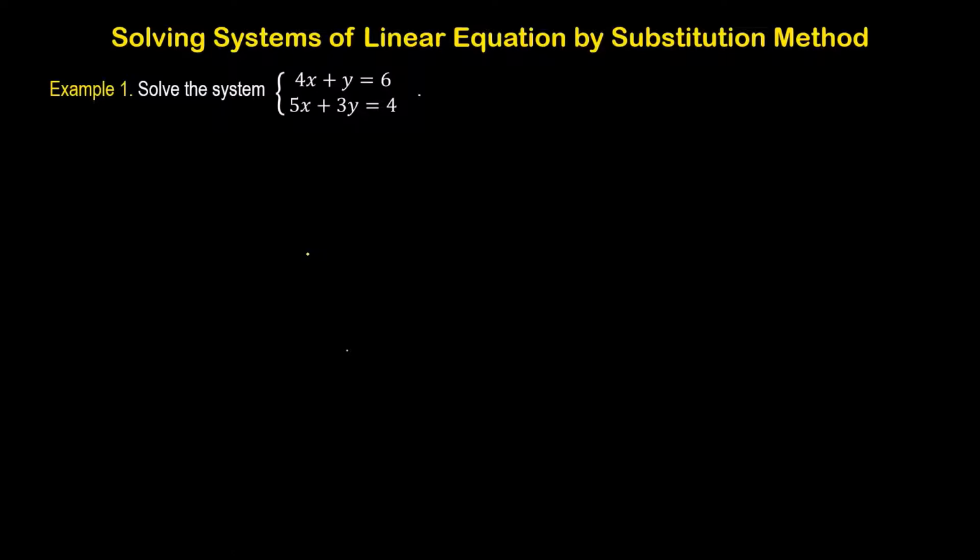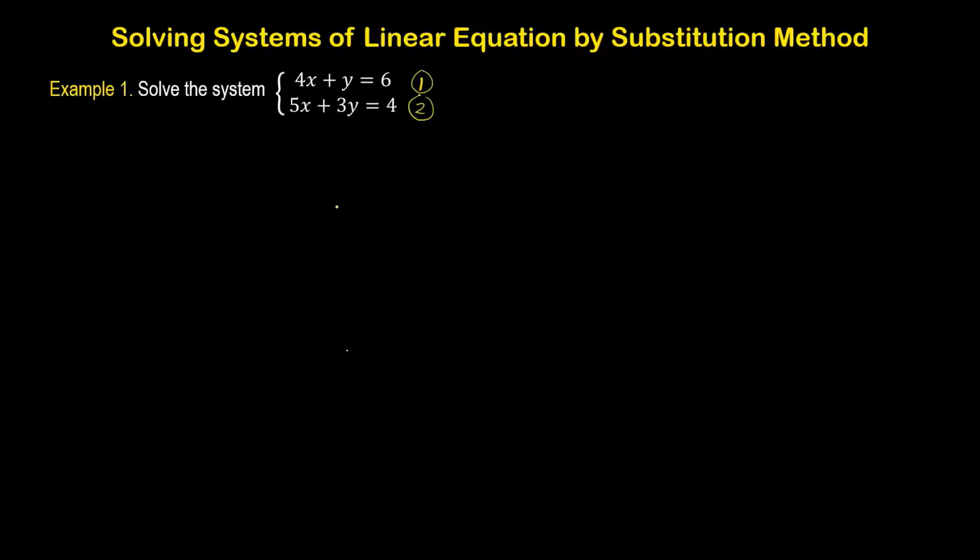Now, para mas maintindihan natin to, let's have our first example. Para sa ating unang example, solve the system 4x plus y is equal to 6 and 5x plus 3y is equal to 4. So bago tayo mag-proceed sa mga steps sa pag-solve ng system na to, i-label muna natin ang ating equation sa ating given system. So ito yung ating first equation at ito naman yung ating second equation.